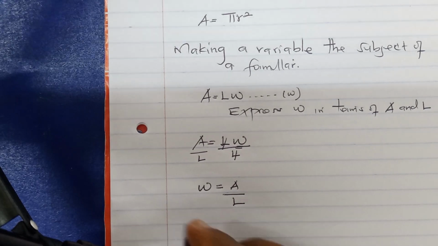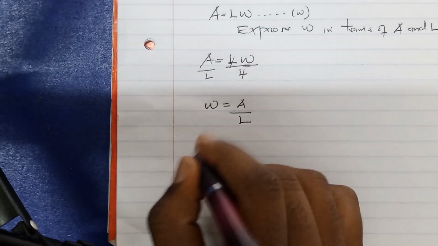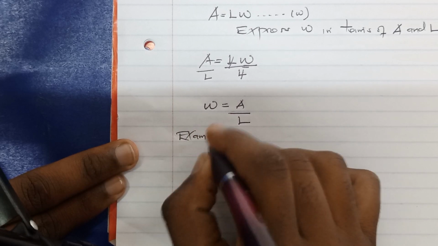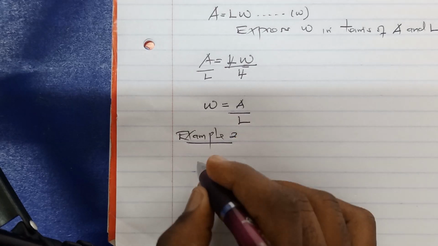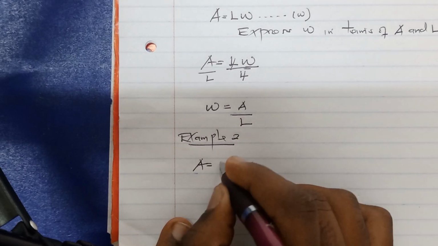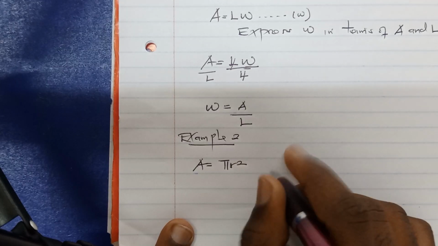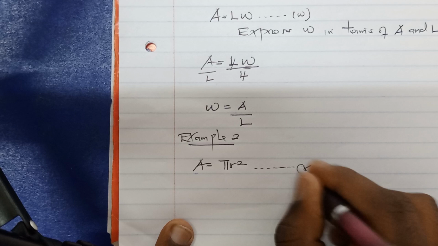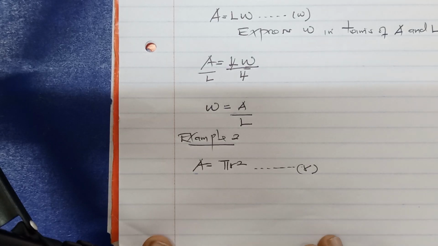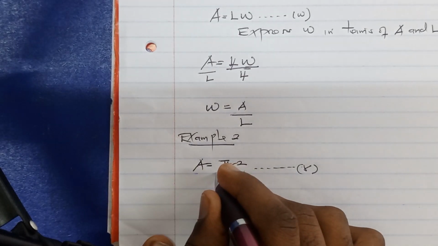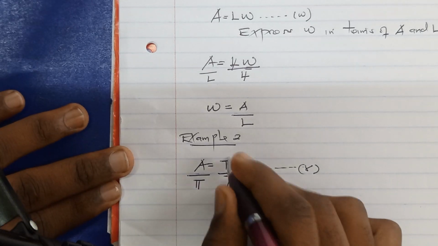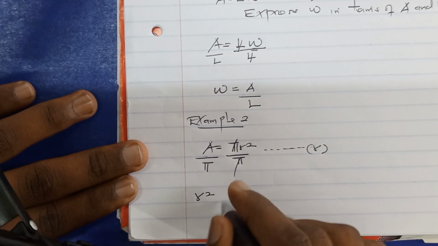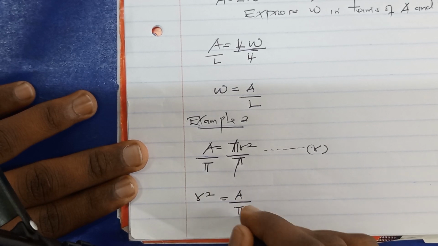Allow me to do another one, example 2. For this example, allow me to use the area of a circle, which is given by area equals pi r squared. In this case, you're told to express r in terms of pi and area. So how do we go about it? I'm going to divide both sides by pi. That cancels out, and I end up with r squared equals area over pi.